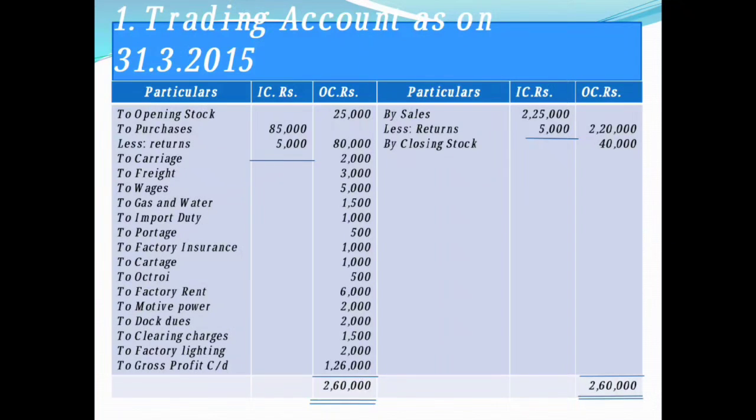Now we have entered all the transactions: expenses, opening stock and purchases on the debit side, closing stock and sales on the credit side. Okay, now how to find out the gross profit? Total of credit side we have 2,60,000 minus all these expenses, you will get 1,26,000 here. So we have a gross profit here. Credit side we have more and debit side less, so we get 1,26,000 gross profit, which is brought down to your profit and loss account.